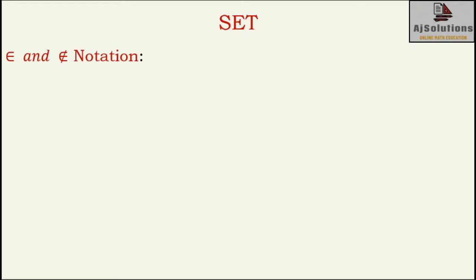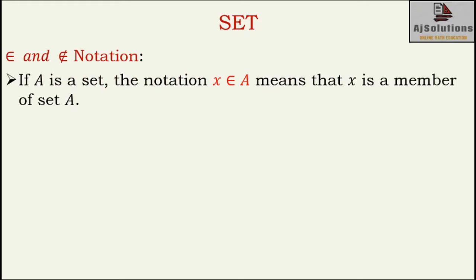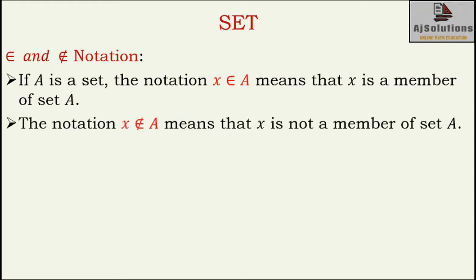Now let's talk about belongs to and does not belong to notation. Suppose A is a set and x is a member of that set A, then it can be denoted by x belongs to A. x belongs to A means x is a member of set A, and if x is not a member of set A, we can denote it as x does not belong to A. That means x is not a member of set A.